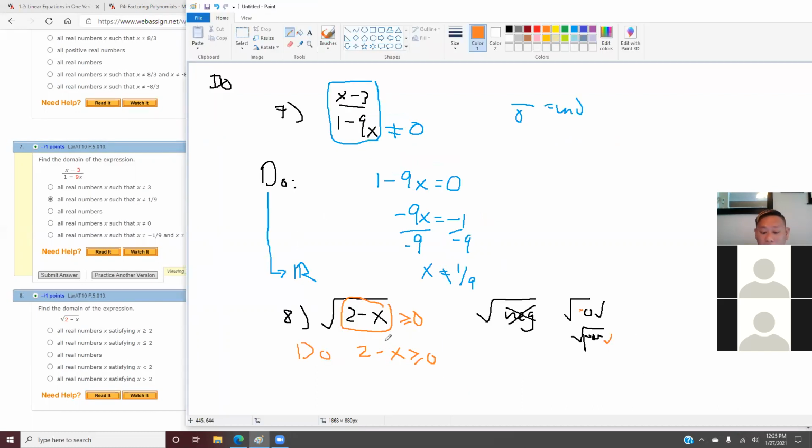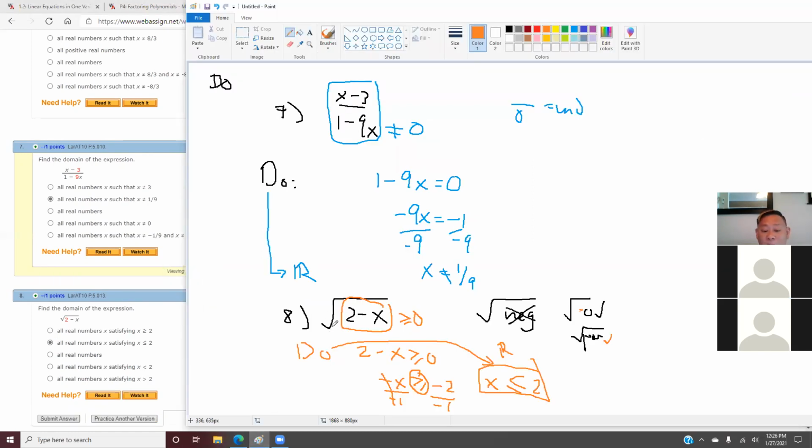It's like solving equations. So you move that 2 over, so it becomes negative 2. And when you divide this by negative 1, this is the property of inequality: every time you divide by a negative number, the inequality will switch around. So this will be x and this will be 2. So your domain in this case will be all real numbers where x must be less than or equal to 2. So your answer will be the next one, this one.